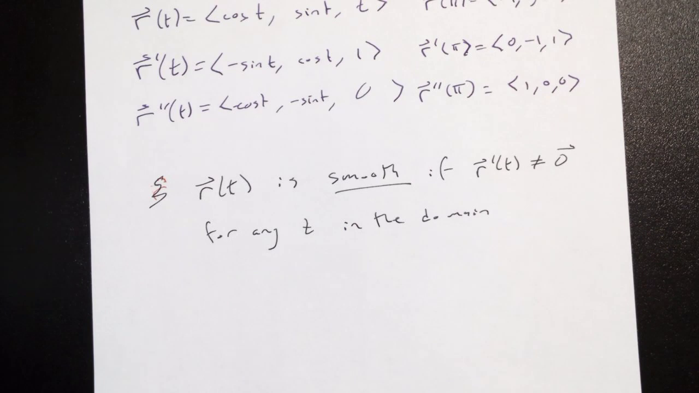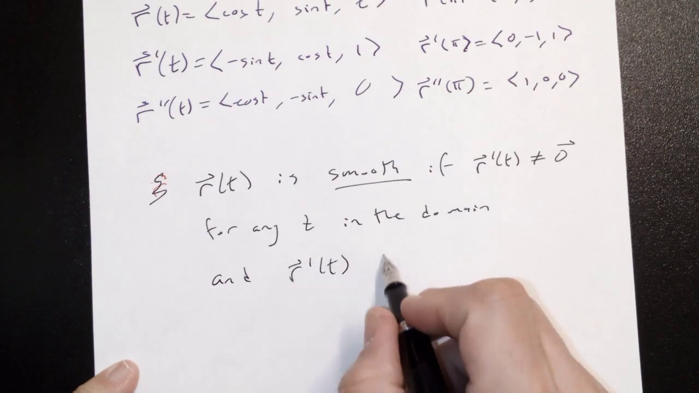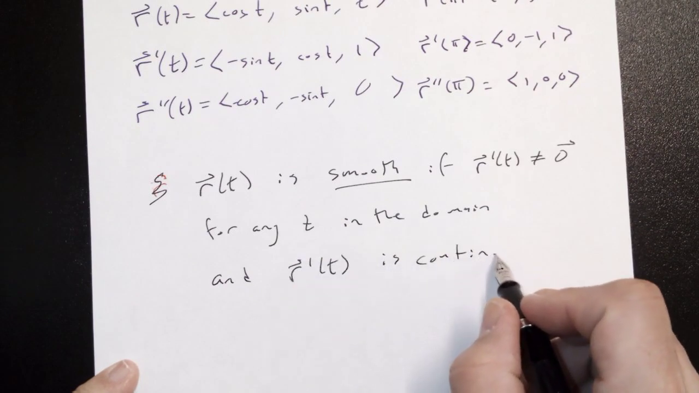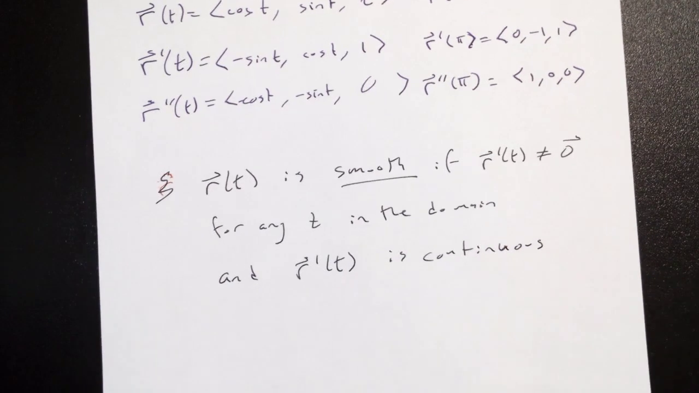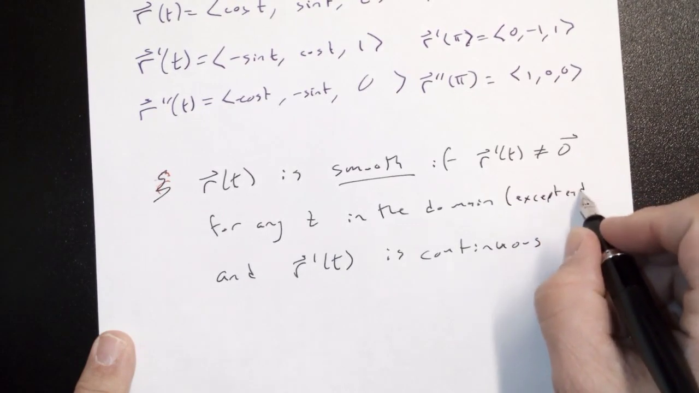And r prime of t is continuous. So I want continuous, non-zero derivatives. Now I'll make an exception at an end. If I only have a closed interval for my domain, then maybe at the very starting point, you could have your derivative be zero. Maybe at your very end point, you could have your derivative be zero. I'm okay, except maybe at the ends. Any t in the domain, except ends.